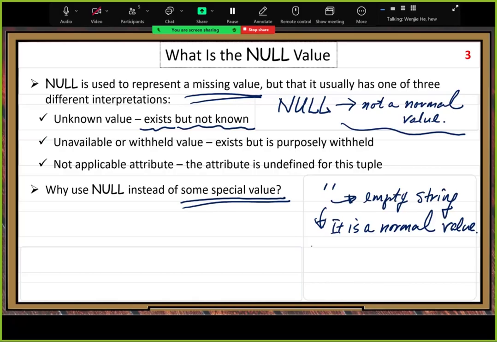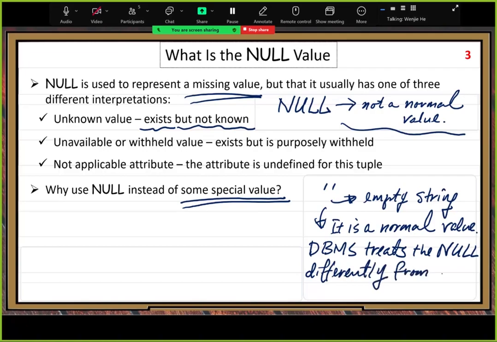So the DBMS treats the null value differently from the normal values. This different way, actually you can treat it as a warning. A certain warning, reminding you that there is a potential problem here. You need to fix this null value. Whenever you see this null value, you need to fix the value sooner or later, okay?